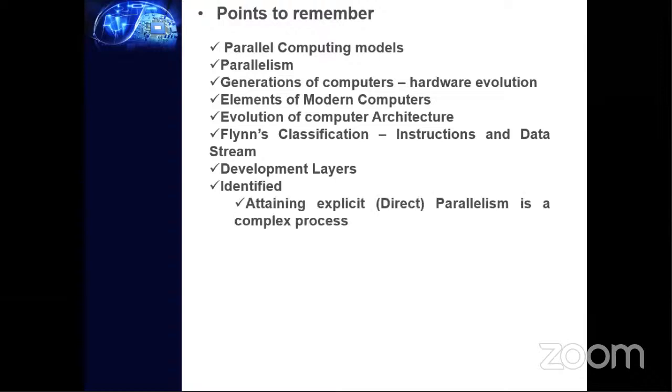The first important point is this: attaining explicit, that means direct parallelism, is a complex process. We cannot achieve parallelism directly over a computer. We are using sequential computers. Regularly, we are using sequential computers and laptops, even doing works like documentation. Even when we are running programs, within a fraction of a second, the computer is producing the results.